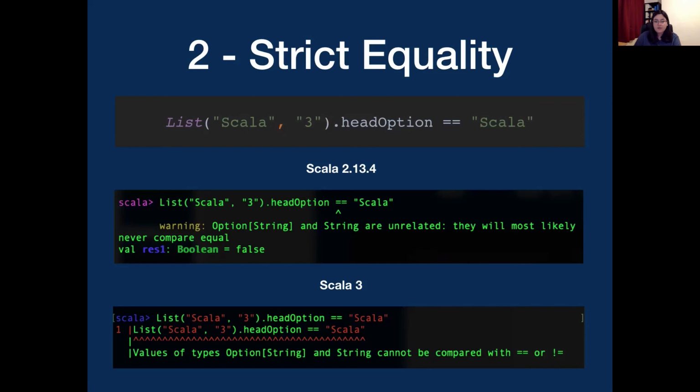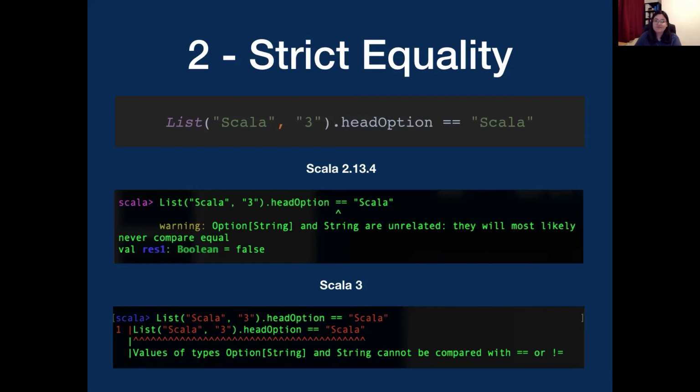So the Scala 3 compiler now helps us not make stupid mistakes, which is great, right? The language now is protecting us, which is super cool. So finally, we have strict equality in Scala 3.